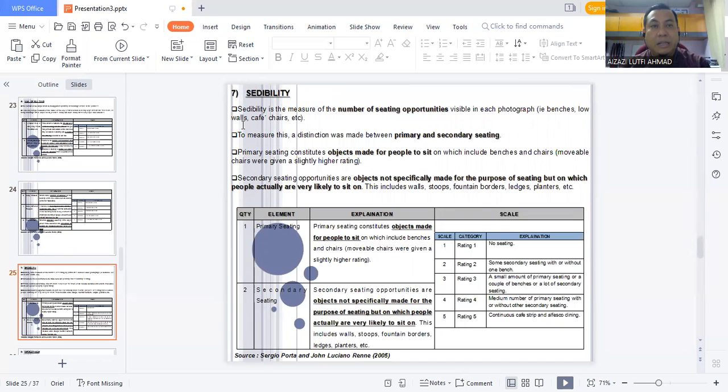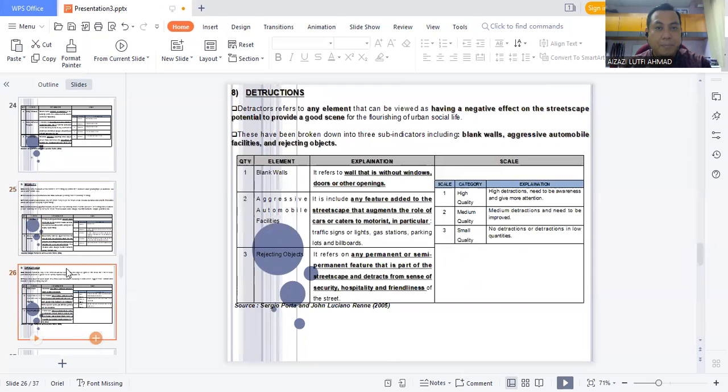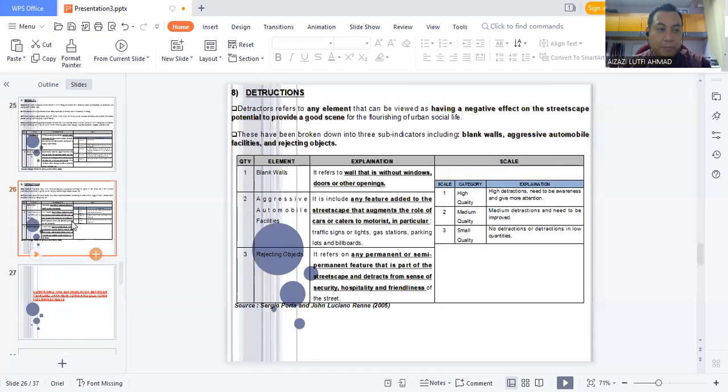The seventh indicator is sit-ability. Sit-ability is a measure of the number of sitting opportunities visible in each photograph. That means lights, benches, low walls, cafes, or chairs in the streets. And lastly, detractions. Detraction refers to any element that can be viewed as having a negative effect on the streetscape's potential to provide a good scene for the flourishing of urban social life. It also refers to blank walls, aggressive automobiles, facilities, and rejected objects.